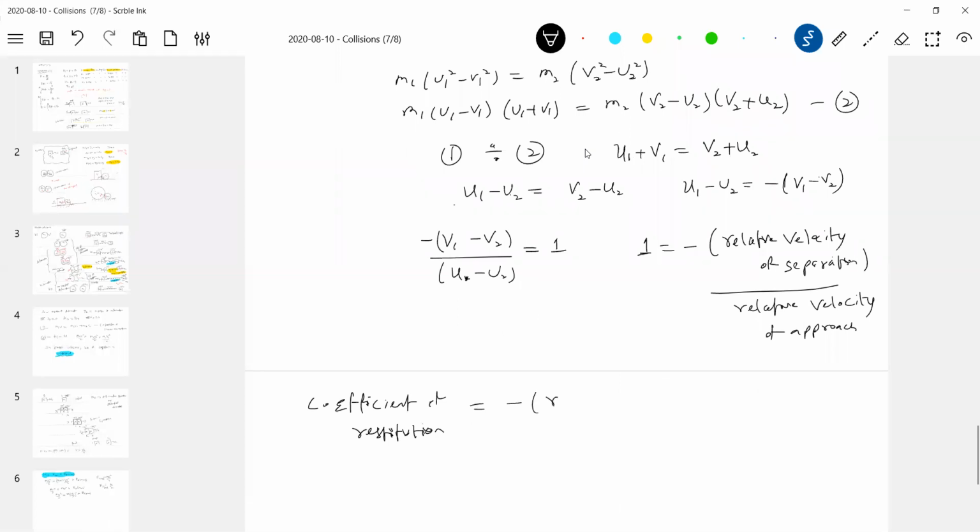This is that one only, what pen I'll give a name for it. Relative velocity of separation by relative velocity of approach. Means now something very important.